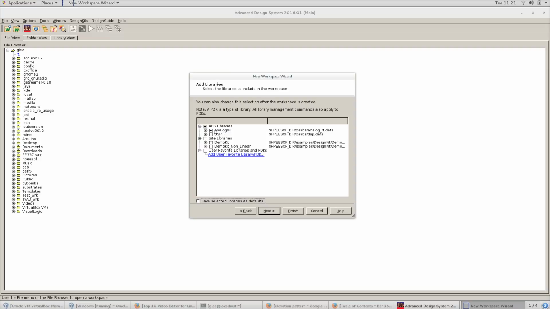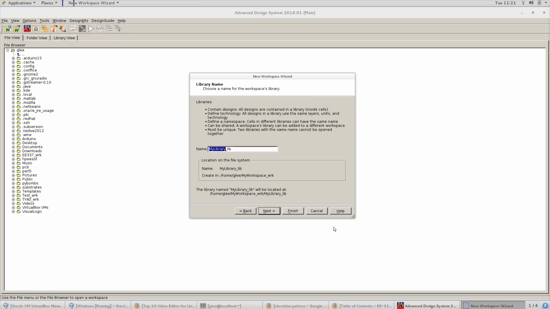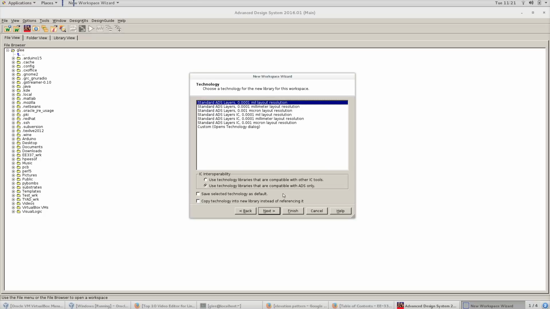But for everything that we're going to be doing, this analog RF library is more than sufficient to handle it, and that's the default for Keysight's ADS. Again, here, you can call this anything you want to, but this library name allows you to select components later on and place them into other schematics. You're not going to really be doing that during this class.